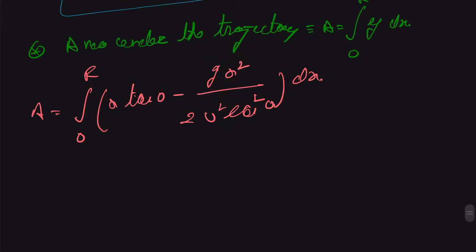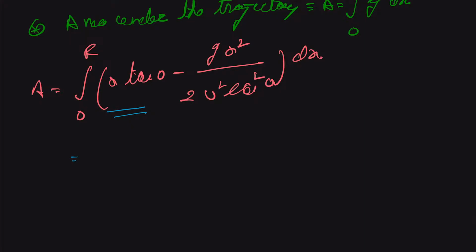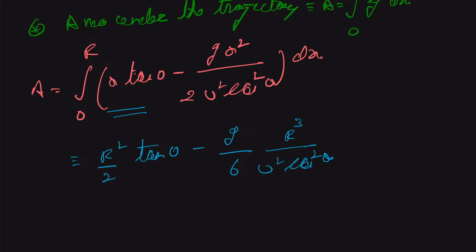And now it's a simple integration. So we are going to integrate our first part, and the first part is going to give us x square by 2, tangent of theta is our common, so we get R square by 2 tangent of theta, and then we are going to get x cube by 3, and this will be giving us 6, minus g upon 6, and this comes as R cube upon v square cos square theta.